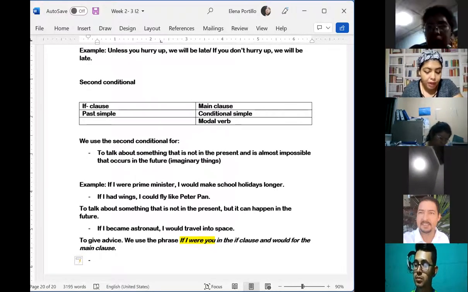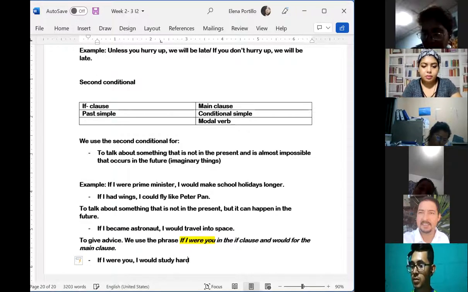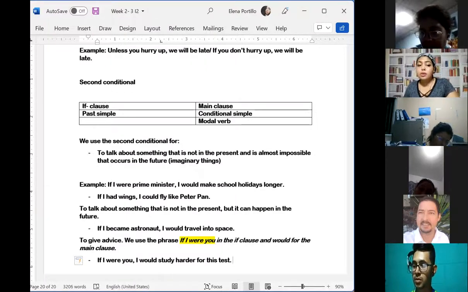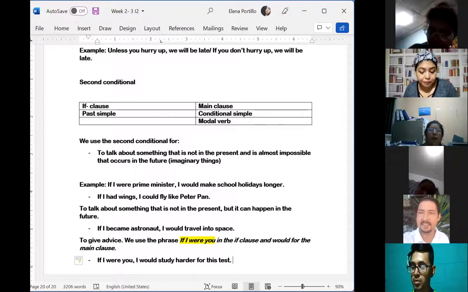And it says, if I were you, I will study harder for this test. Si fuera tú o en tu lugar, we can translate like that. Si fuera tú o estuviera en tu lugar, estudiaría más para este examen. In that case, we are giving advice to someone that has to study for a test or for an exam.